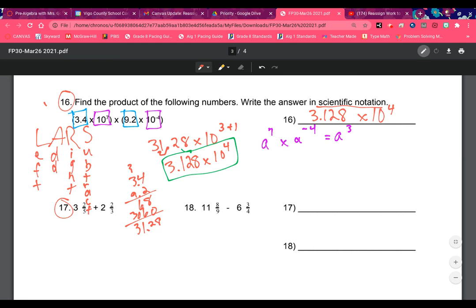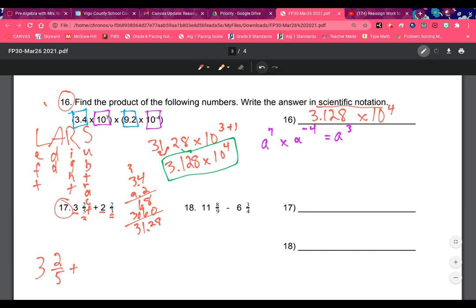But if not, that is that one. So now the last one we're going to do is number 17. So we are adding two mixed numbers. So when we do this, let's just add the numbers together, and then let's add the fractions together. So we all know what 3 plus 2 is. So actually, I'll write it like this. 3 and 2/5.